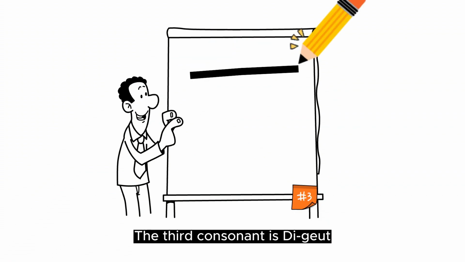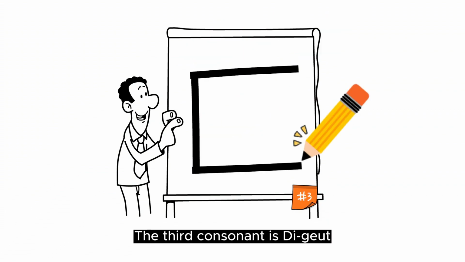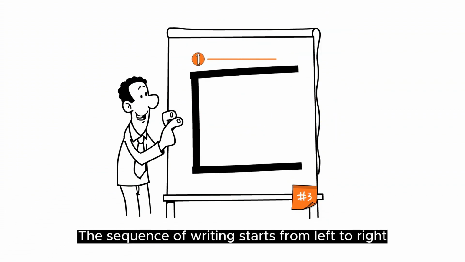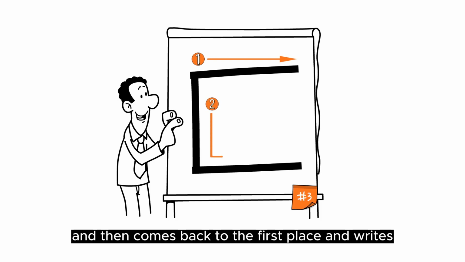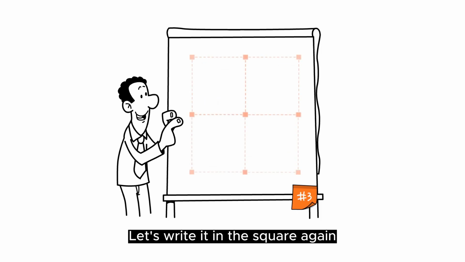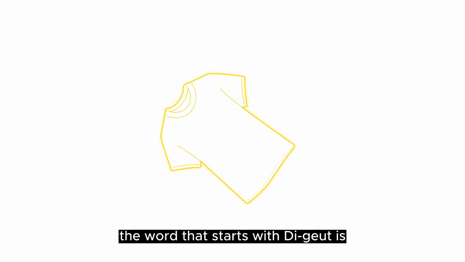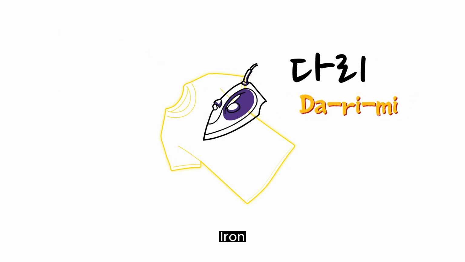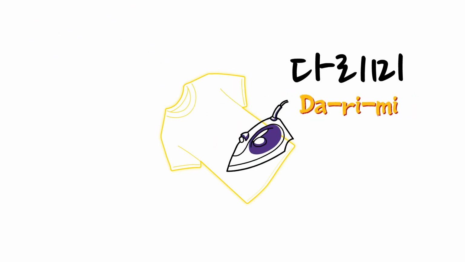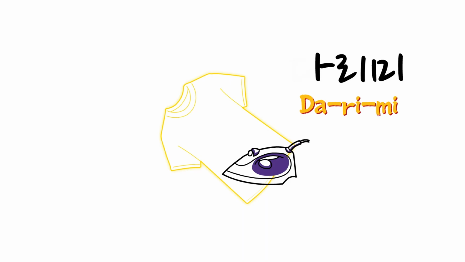The third consonant is 디귿. The sequence of writing starts from left to right, and then comes back to the first place and writes the 니은 that you learned in the second session. Let's write it in the square again. 디귿. The word that starts with 디귿 is iron. 다리미.